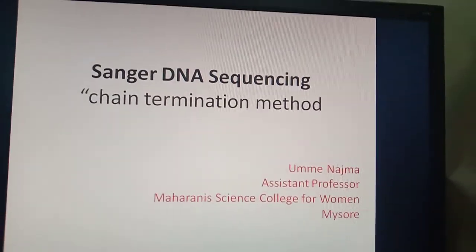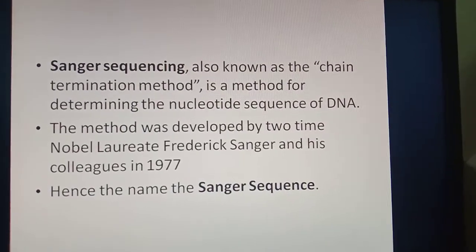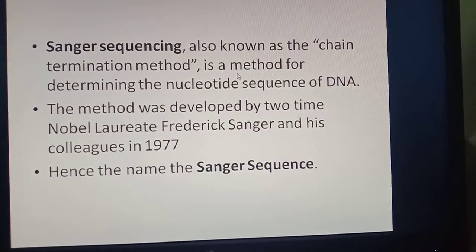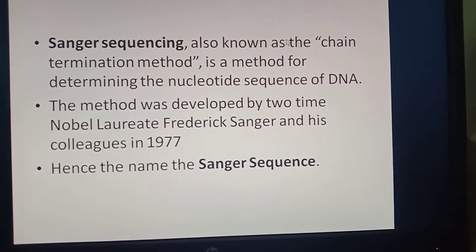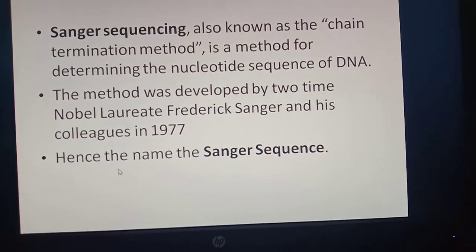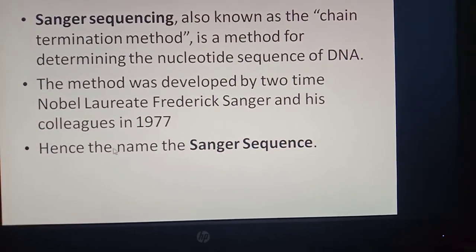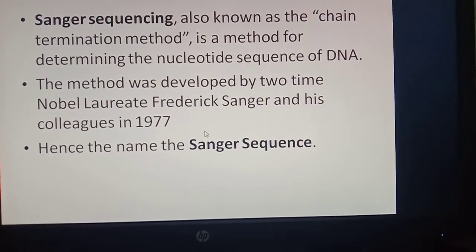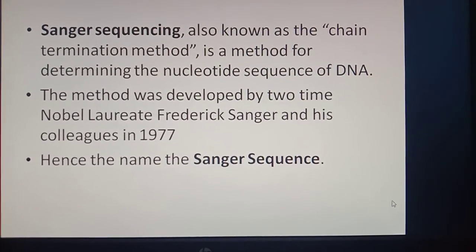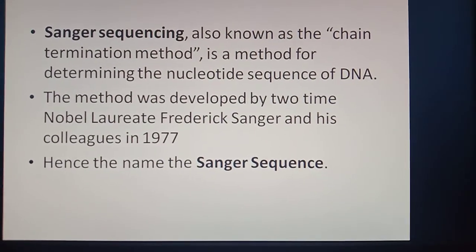Theory behind Sanger's DNA sequencing, or chain termination method. Sanger's DNA sequencing is also known as the chain termination method, as this method is used for the determination of the DNA sequence. This method was designed by the two-time Nobel laureate Frederick Sanger in 1977. Because this technique was designed by the scientist named Sanger, it is also known as the Sanger sequencing technique.